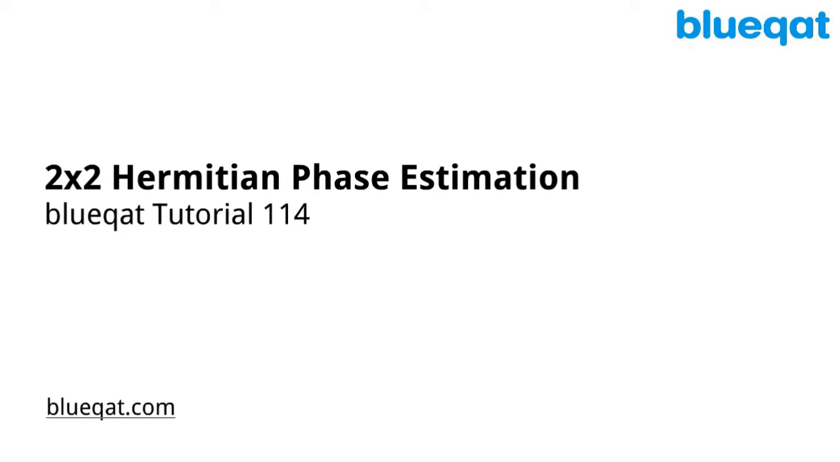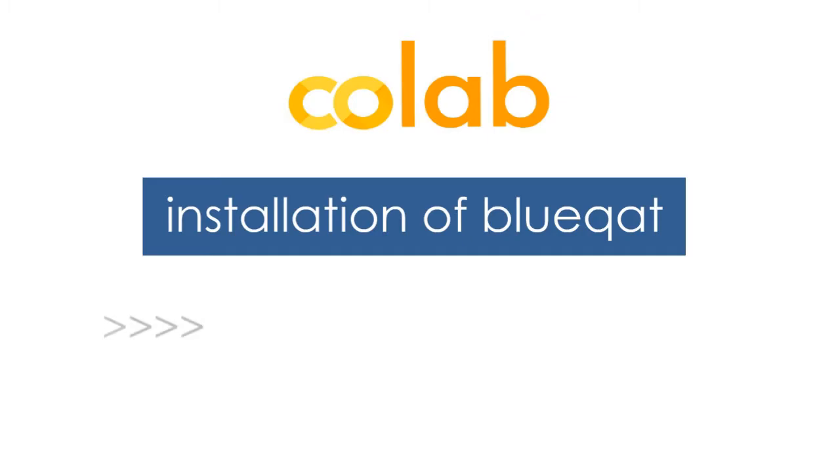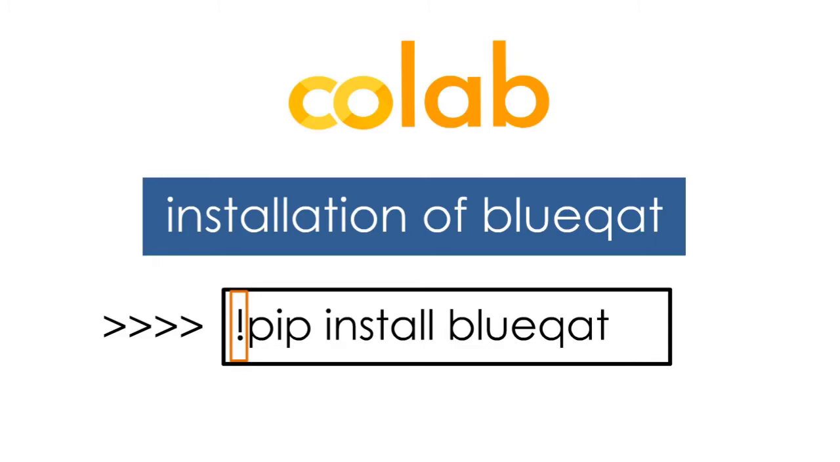In this tutorial video, we will be learning 2x2 Hermitian phase estimation. We will be doing the coding on Google Colab. Like we did in the previous video, we will be starting with the installation of Blueqat. Type the code, !pip install blueqat, in order to install Blueqat.